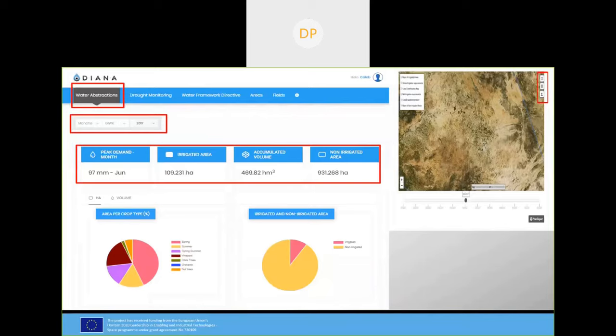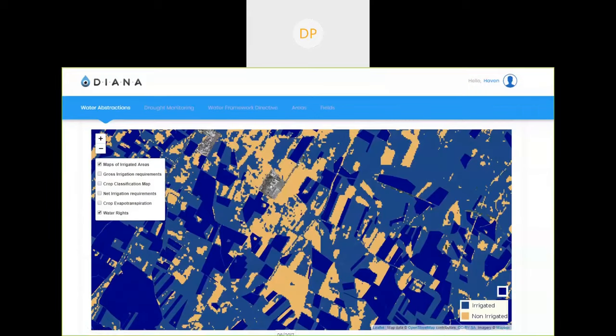So you can see for different periods the different water that was used for the different crops, and we can visualize everything on the map. But what we have also done in the Diana platform is that you can make any kind of calculations on the fly. So you can create a polygon here and get the results very quickly and on the fly. But the user can also choose to visualize the different layers, for example, the layer of the irrigated area and the water rights for the group. And they can see the results and, let's say, the problematic areas.